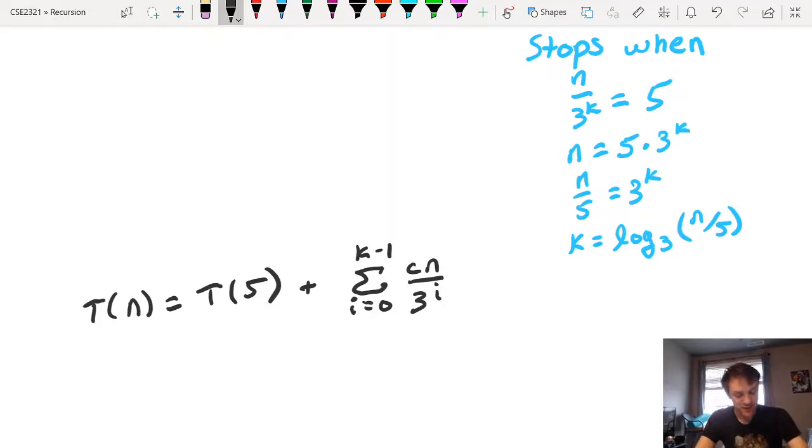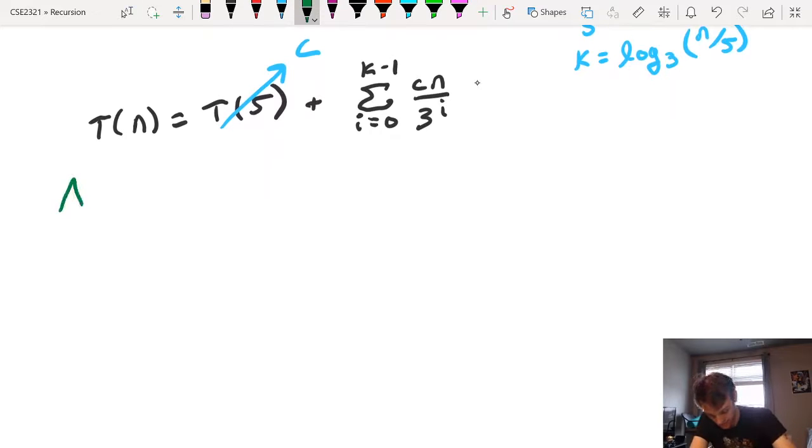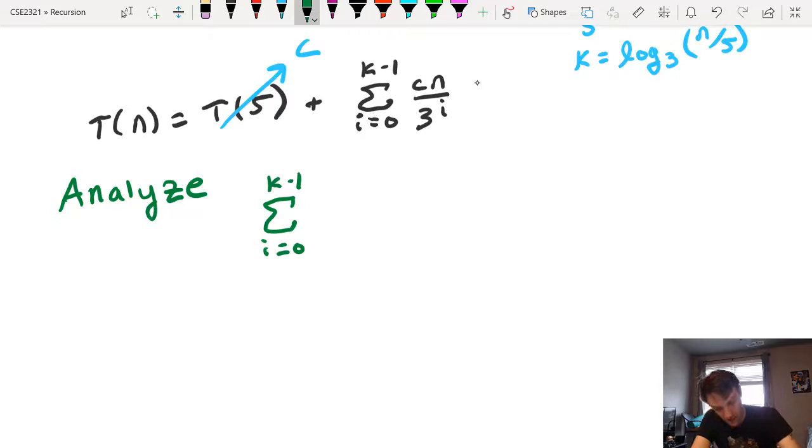Notice I didn't plug in k for the summation because it needlessly complicates the problem. We do know t of 5 is just c, so all we need to do now is analyze that summation. So we must analyze the summation from i equals 0 to k minus 1 of cn over 3 to the i.